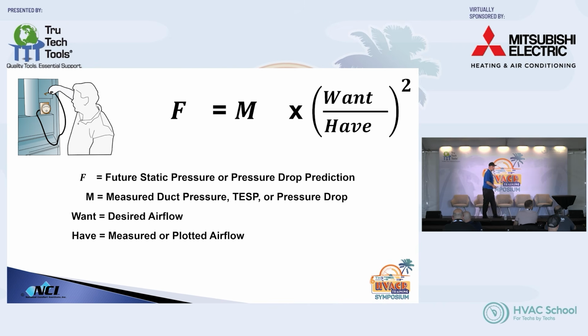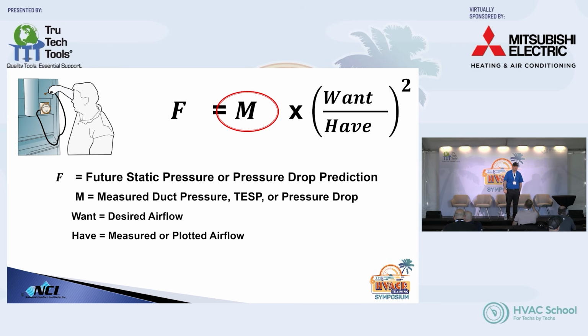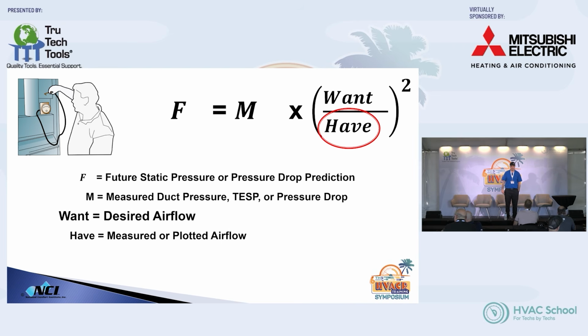And then this is my version of if you want it to look really simple. This is for all the people that failed algebra, right? If you want to break it down, this is what do I want divided by what do I have, squared, times our measured duct pressure. So that's the easiest way I can think about it, just to break it down, so you don't have all those extra numbers in there, right? What do I have?